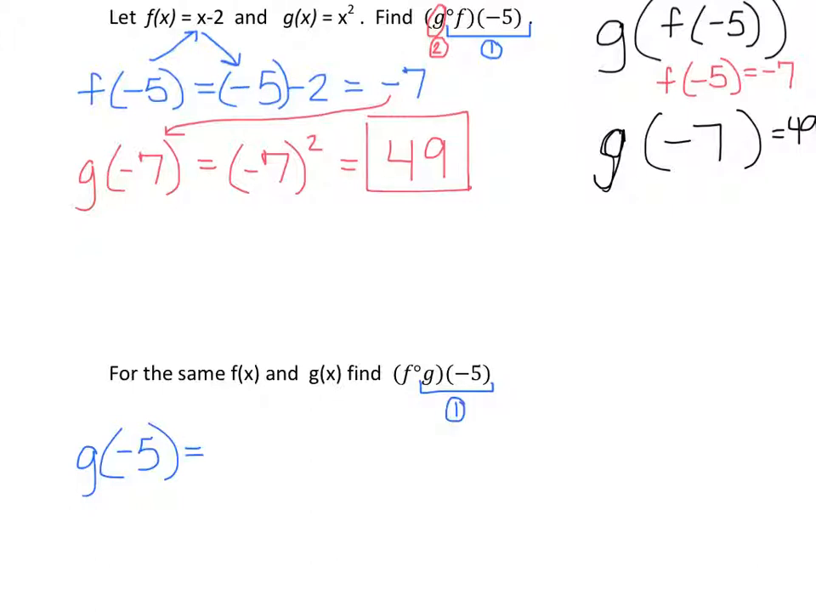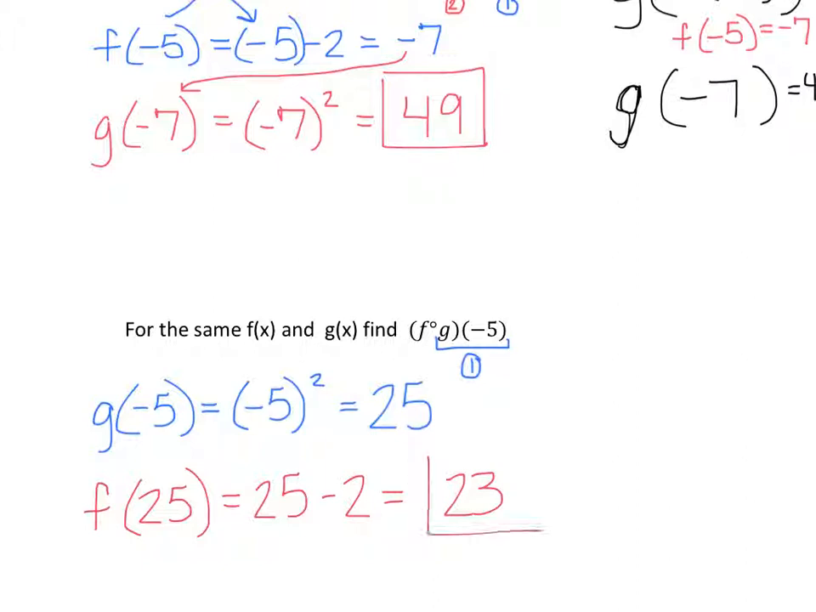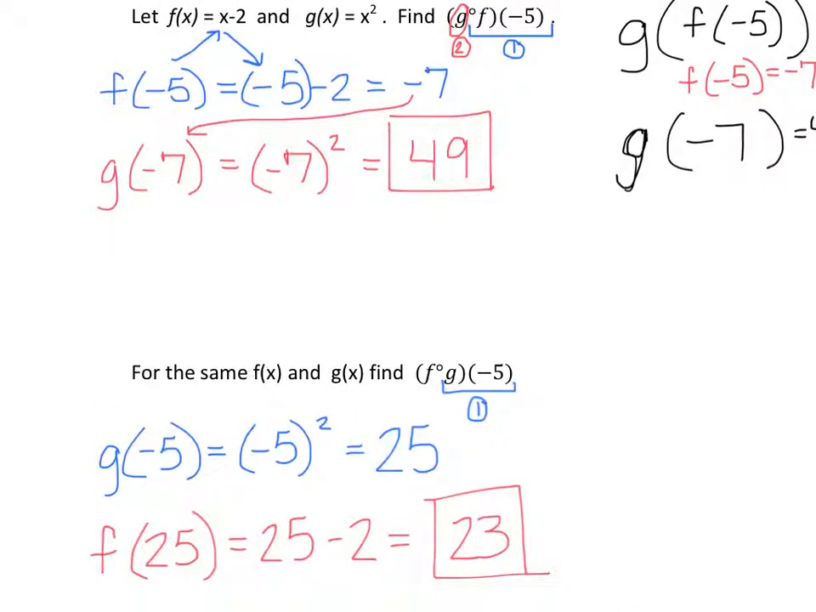Let's see. G was x squared. So I'm going to have negative 5 squared, which is 25. What do I plug that into? Yes, f of 25 equals, what was it, x minus 2? So 25 minus 2 equals 23. So order definitely matters because we used the exact same equations and plugged in the exact same thing to start out with, but got two totally different answers.